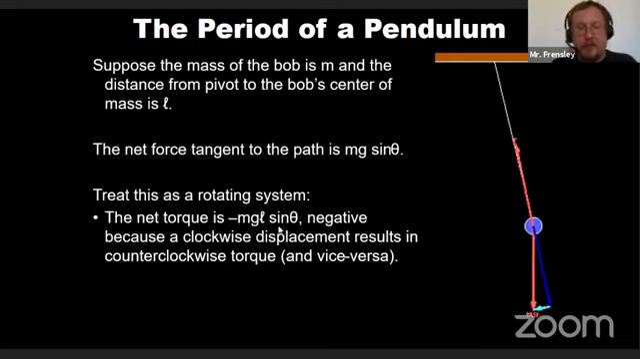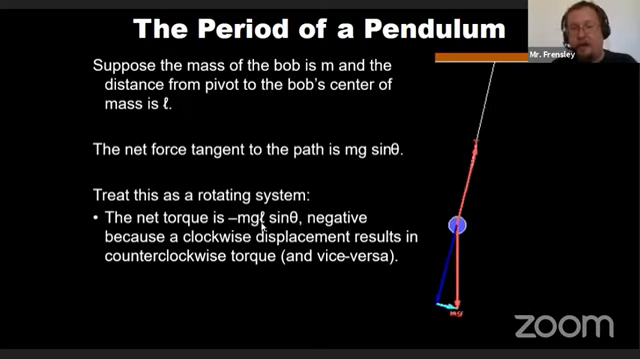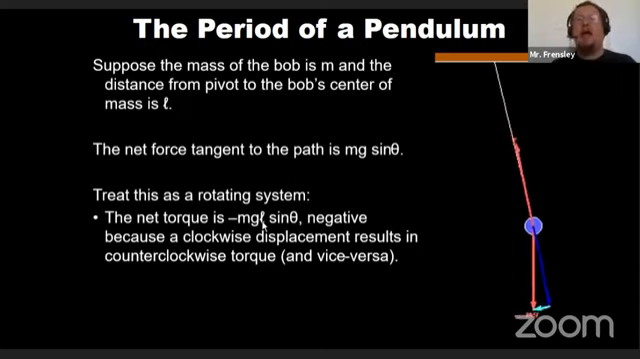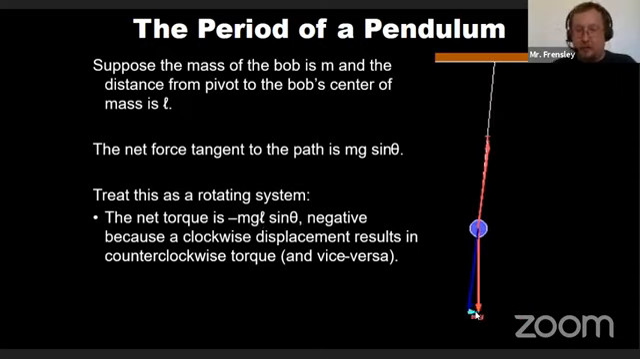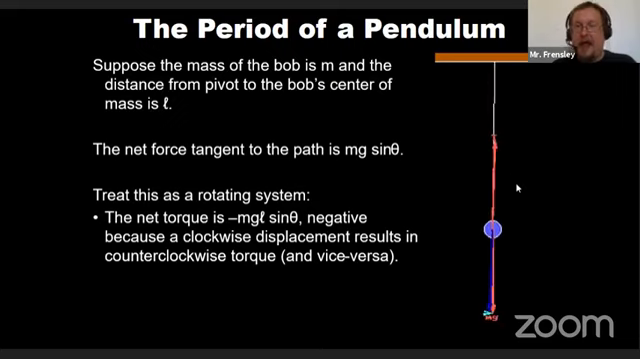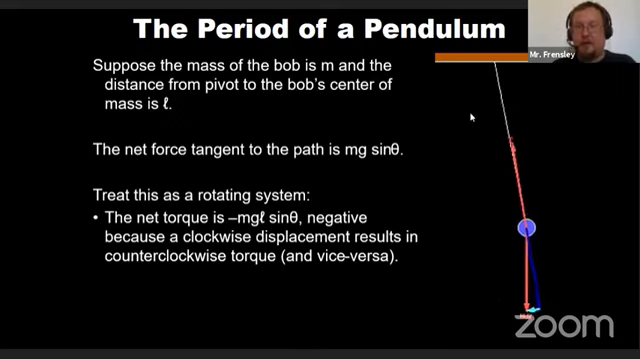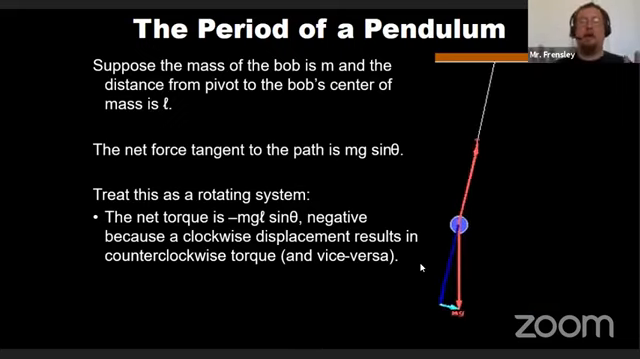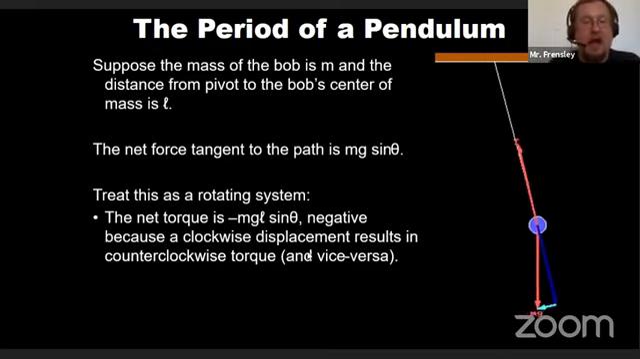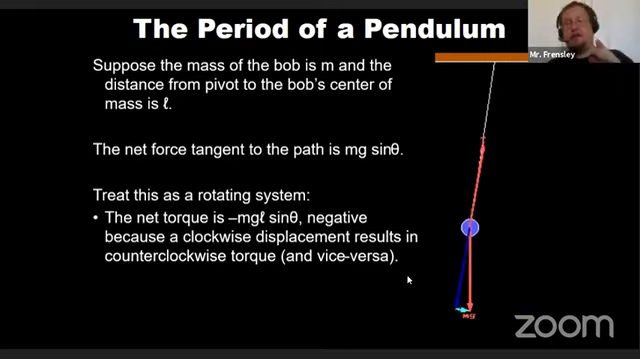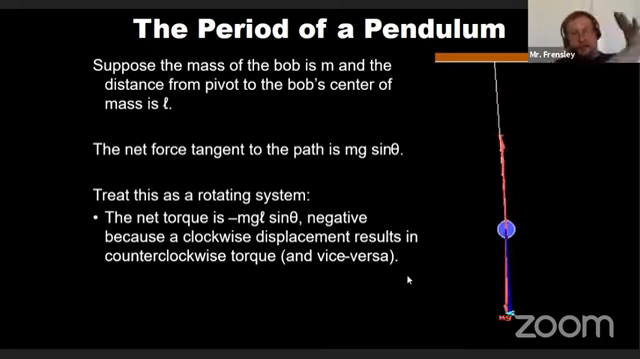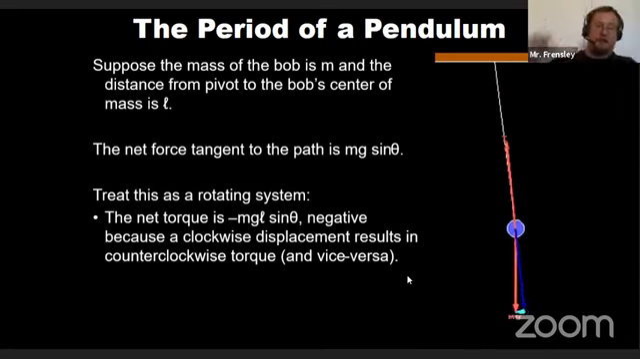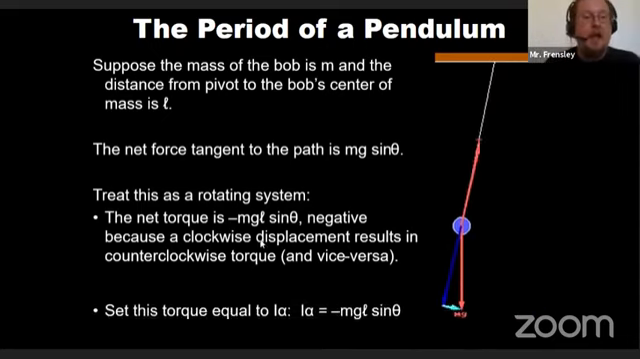So here's the force, mg sine theta. Here's the radius to where the force is applied, L, and the blue arrow, which is the mg sine theta, and the radius vector are perpendicular. So I don't need another sine theta. One is enough. Thank you so much. Okay. Negative because the force is to the right when the bob's to the left, and the force is to the left when the bob's to the right. You get the idea.